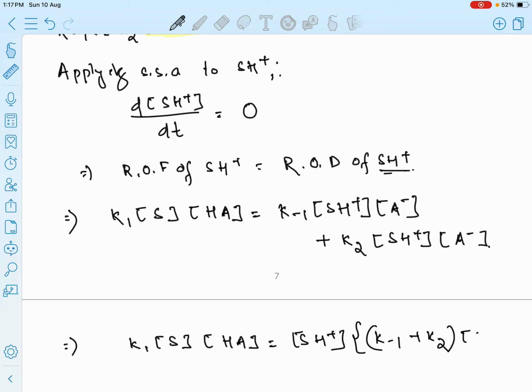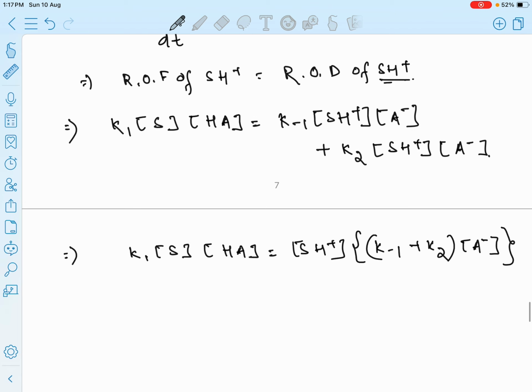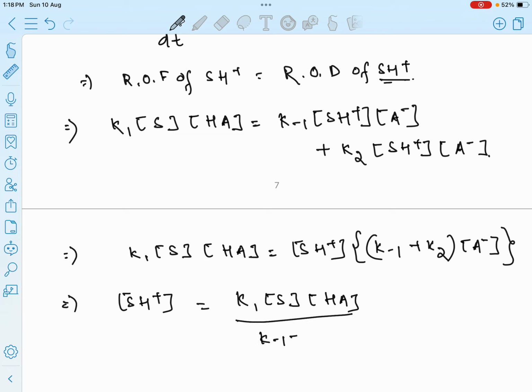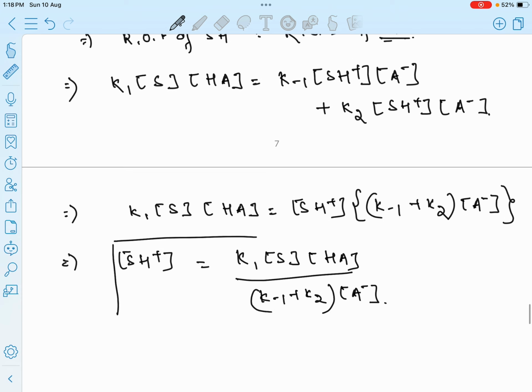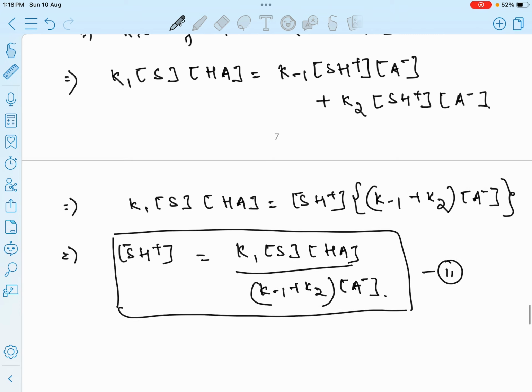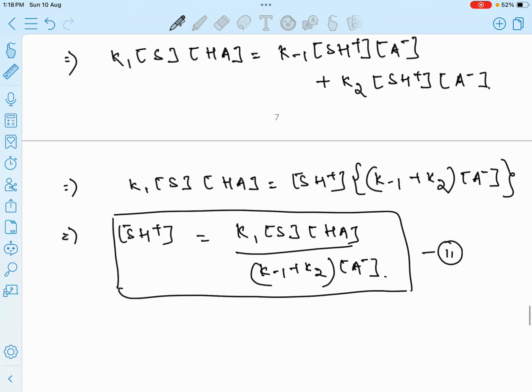In the bracket I can take A minus to be common also. Therefore, the SH plus concentration will be equal to K1 into substrate concentration into concentration of HA divided by K minus 1 plus K2 into concentration of A minus. So this is the second equation, and this equation actually tells about the concentration of SH plus at a particular time.